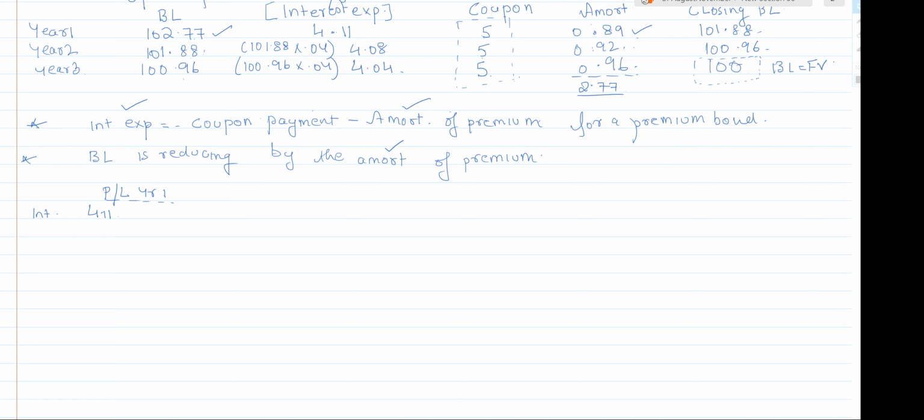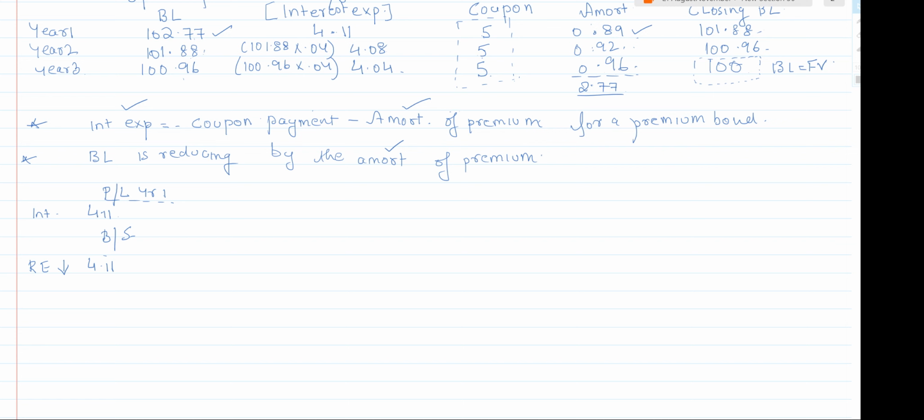Right, and in the balance sheet, guys, please note that my retained earnings would go down by 4.11. Why? Because net income reduces by interest expense. So retained earnings also reduces by the interest expense, because net income of every year is added to the retained earnings. Since net income is reducing by $4.11, retained earnings would also reduce by $4.11.